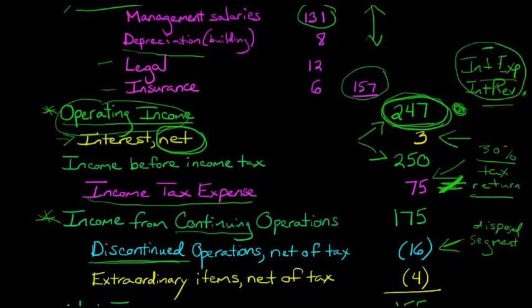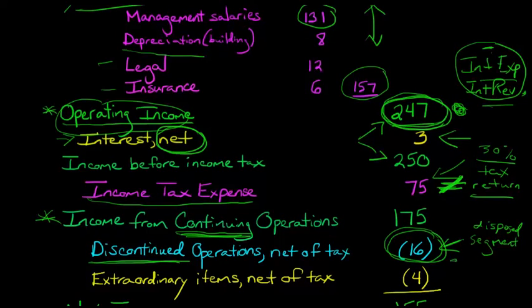So we really think that this should be separated out, because we want to focus on the continuing operations if we want to make predictions about how the firm's going to do in the future. This is ancient history. This is going to be gone. But it's still there this past period, so we still need to report it. And so it's in parentheses because it's a negative number.